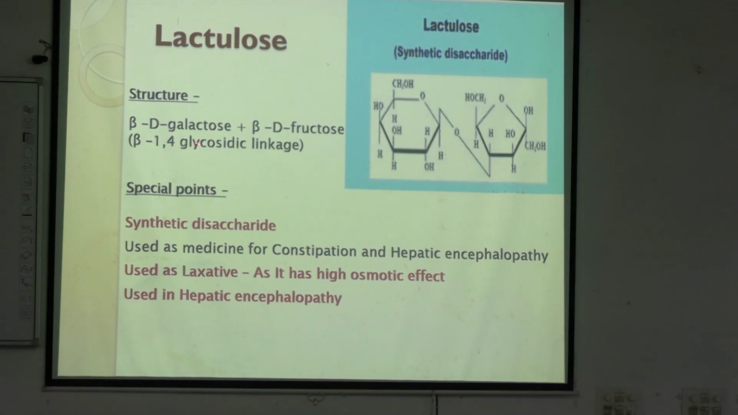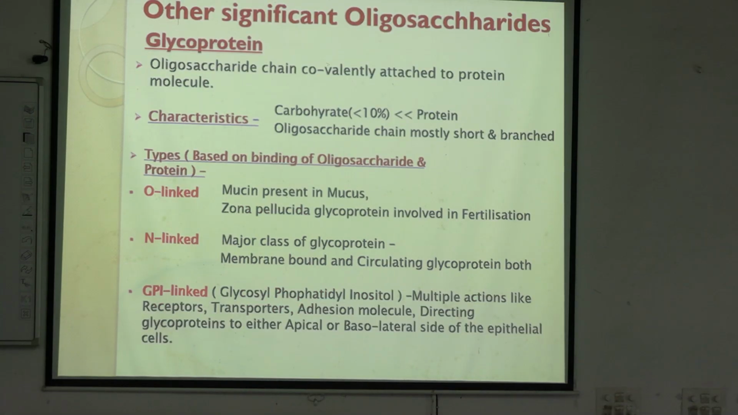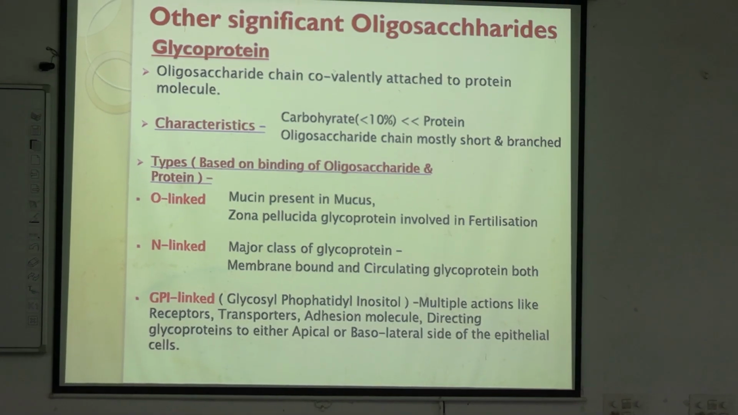So it is forming a beta 1,4 glycosidic linkage. It is a synthetic disaccharide used as medicine for constipation and hepatic encephalopathy. The main use is its property of higher osmotic effect to eliminate excess water from the body. Okay? Just listen to these few things carefully. The glycoproteins.